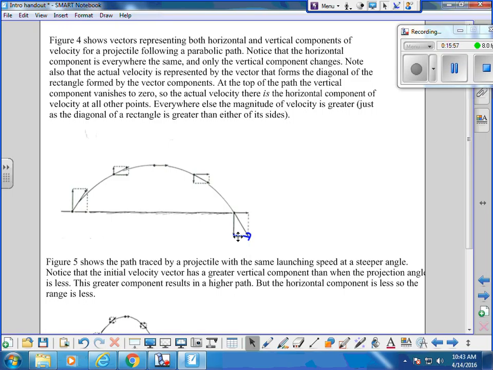Note that the actual velocity is represented by the vector that forms the diagonal of the rectangle formed by the vector components. So the actual velocity that you would see is this one here in red. What is the diagonal right here? Well, it's just the horizontal. How come? Because there's no vertical.